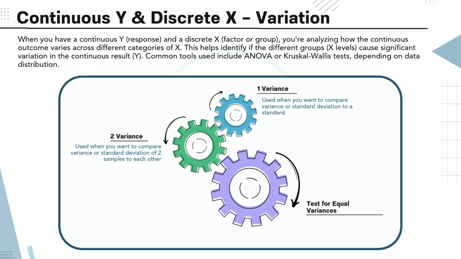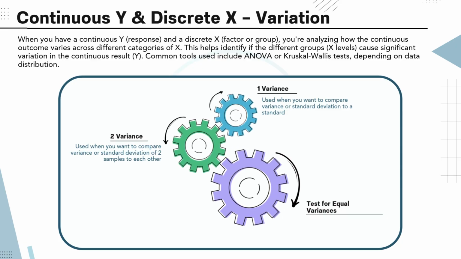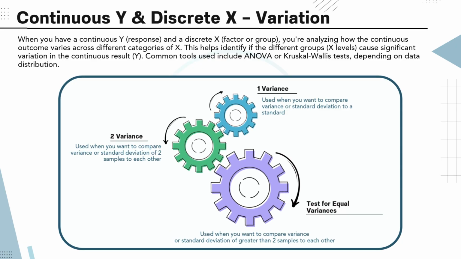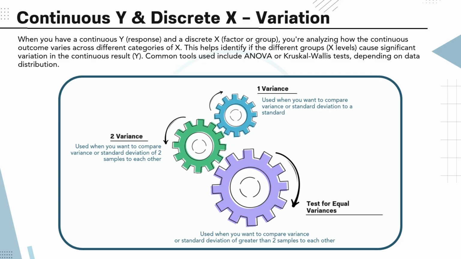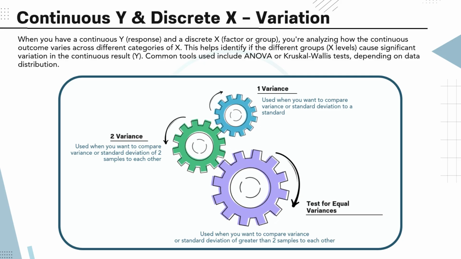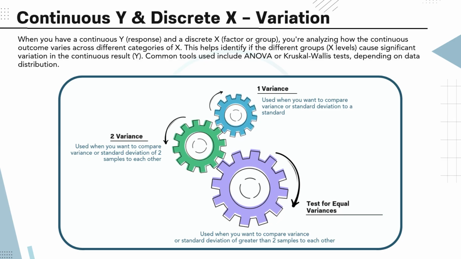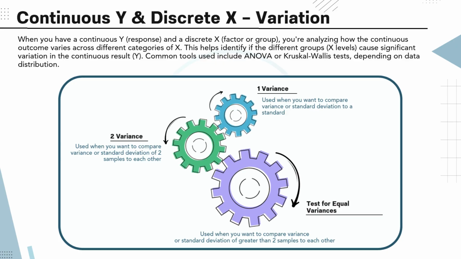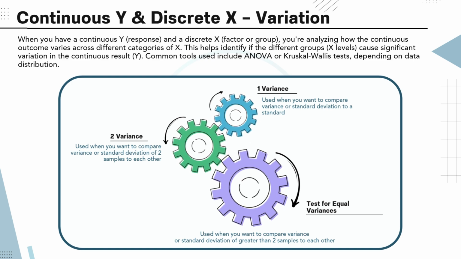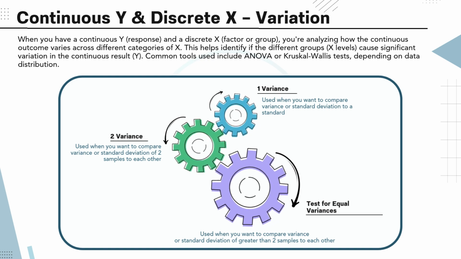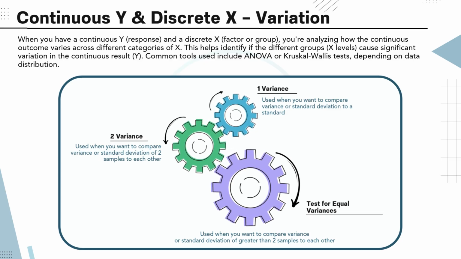To analyze this relationship, we rely on variation testing. And here are the key types. 1. One-variance test. Use this when you want to compare the variance or standard deviation of your sample to a known or expected standard. For example, is the variation in delivery time higher than the acceptable threshold? 2. Two-variance test. Use this when you want to compare the variance or standard deviation between two independent samples. Example: comparing variability in response time between two different teams.